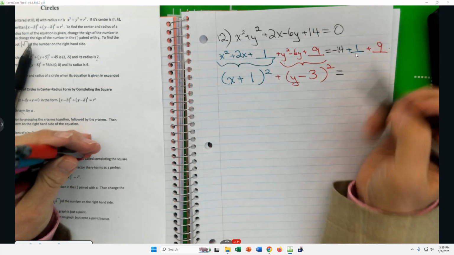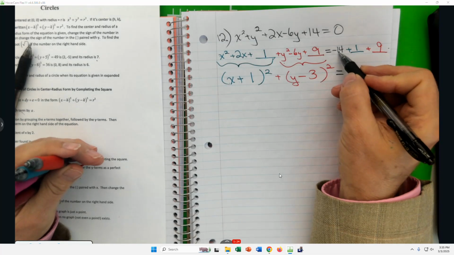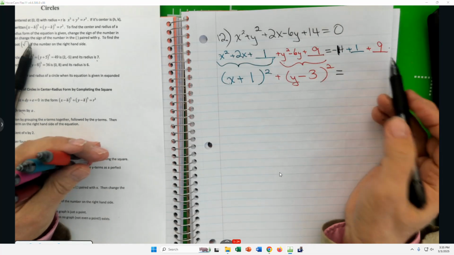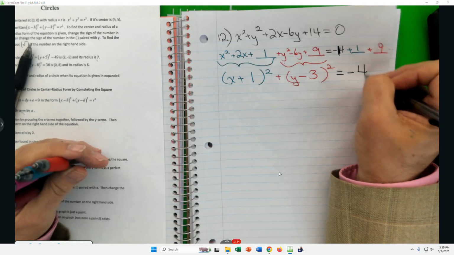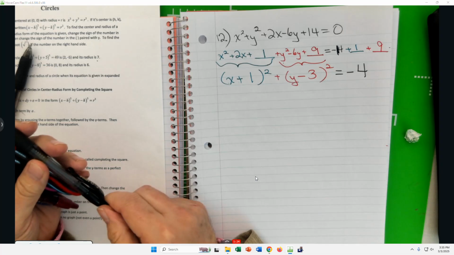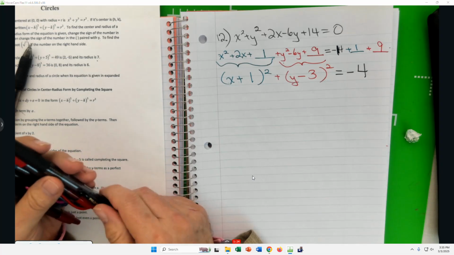Negative 14 plus 10. Ooh, that looks like a decimal point. It's just a 14. Negative 14 plus 10. Look at what we have on the right-hand side. What's the problem?